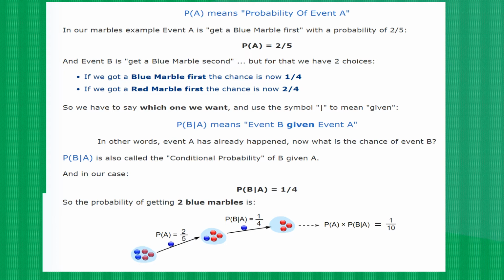So we have P of B given A as 1/4, and when you multiply these two, P of A times P of B given A. In fact, this is nothing but the formula P of B given A as P of A intersection B divided by P of A. So when you multiply these two together, you get P of A intersection B. So this 1/10 is nothing but P of A intersection B.